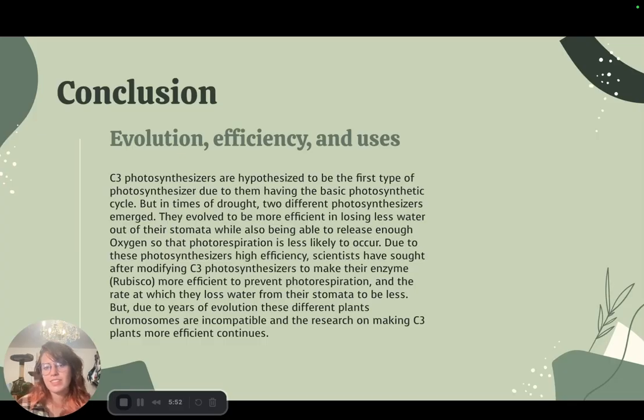Due to these photosynthesizers' high efficiency, scientists have sought after modifying C3 photosynthesizers to make their enzymes, rubisco, more efficient to prevent photorespiration, and the rate at which they lose water from their stomata to be less. But due to years of evolution, these different plants' chromosomes have become incompatible, and research on making C3 photosynthesizers more efficient still continues to this day.